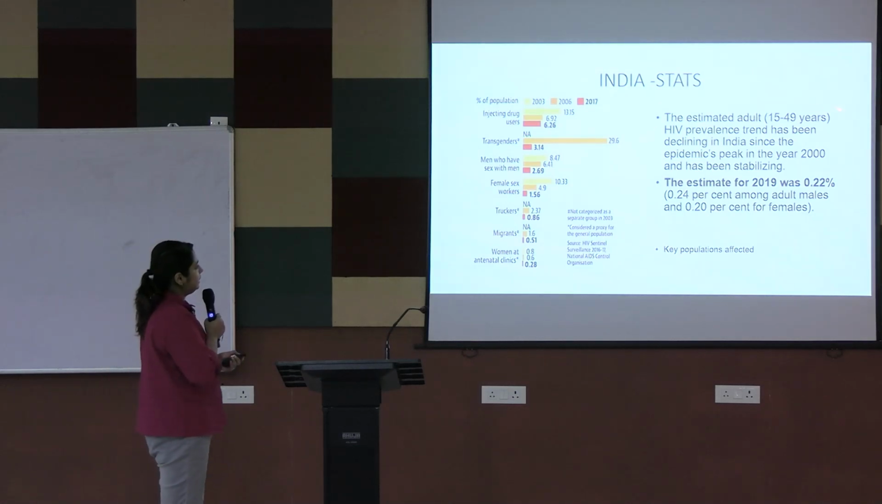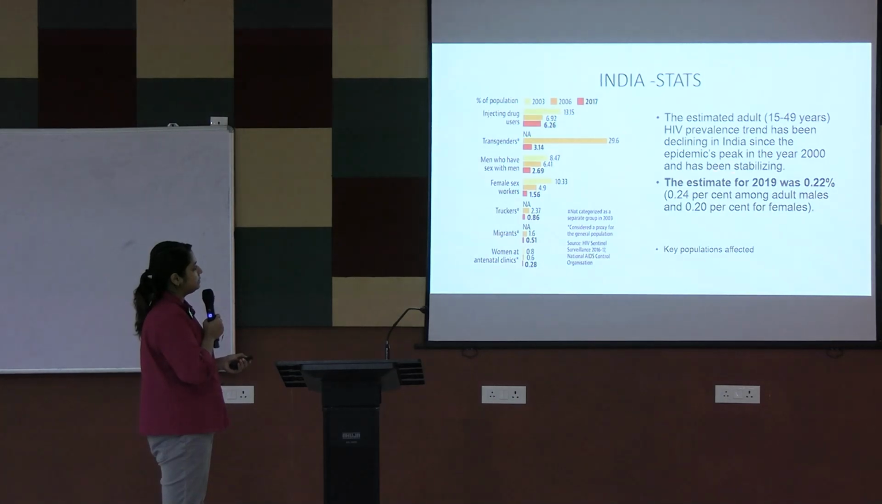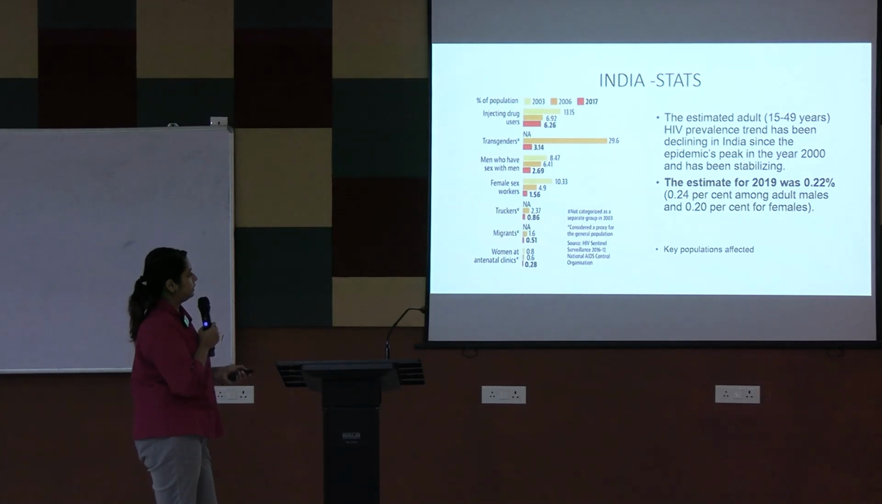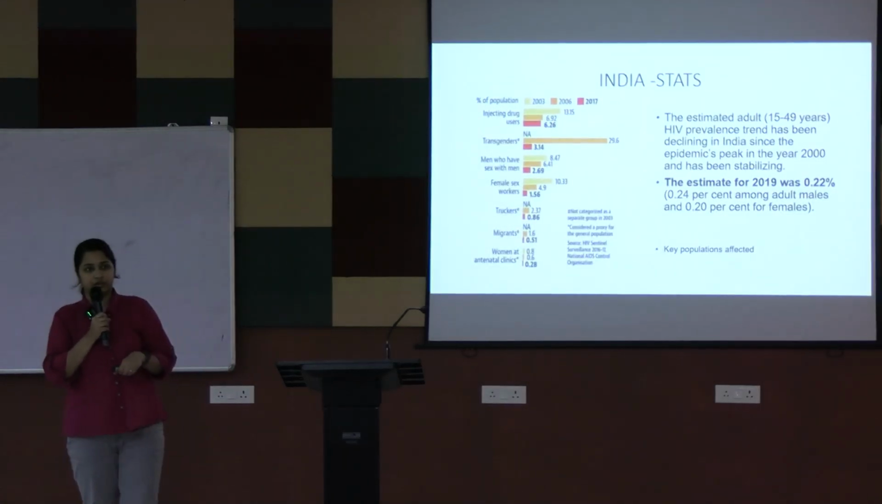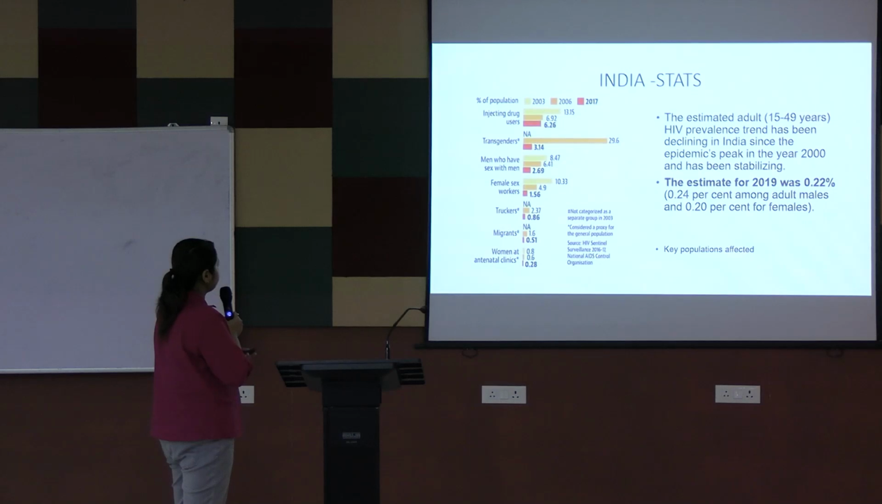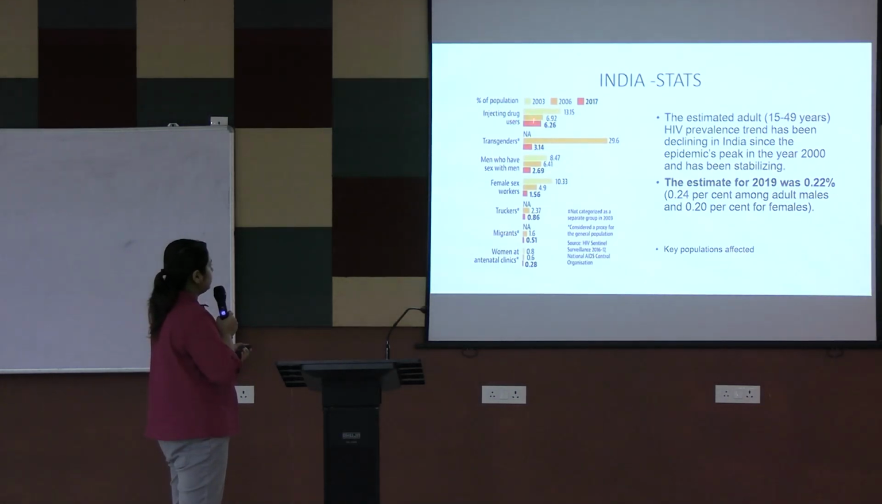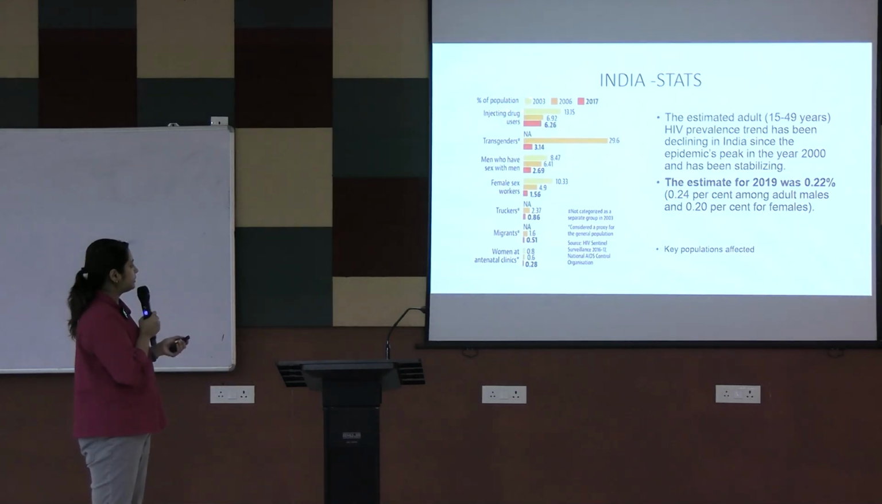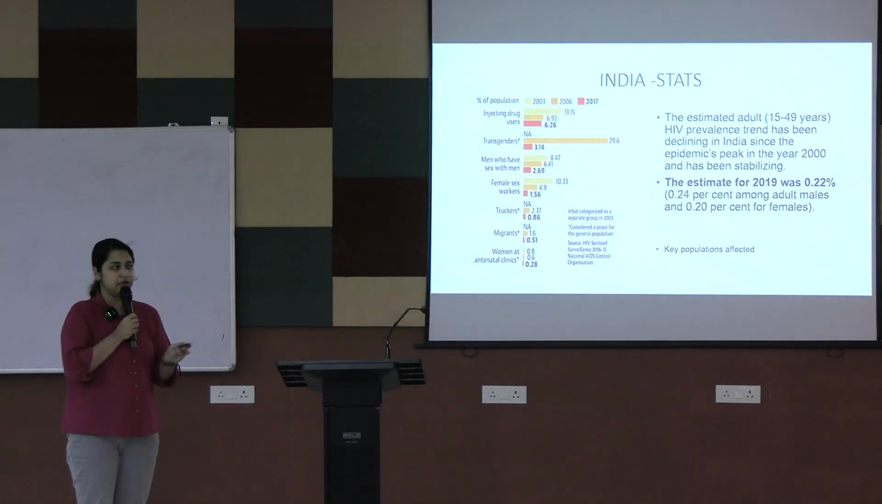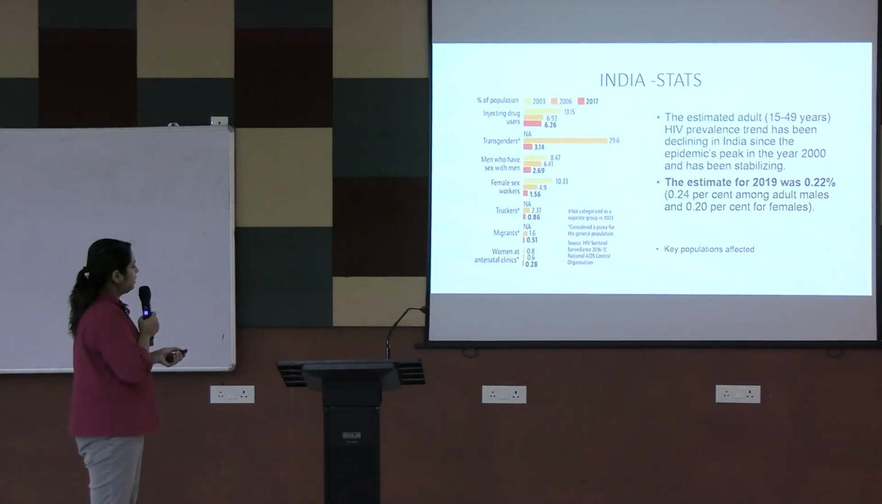So the estimated adult HIV prevalence trend has been declining in India since the epidemic peak in the year 2000 and has been stabilizing. The estimate of 2019 was 0.22%. Means this is the HIV prevalence. 0.22% of the people of the population are having HIV. Okay, are people living with HIV. And as you can see, over the years it has been decreasing. In each of the high risk groups also, it has been decreasing. That is in 2003, 2006, 2017, over the years it has been traced. And in each of the high risk groups, the prevalence is decreasing.